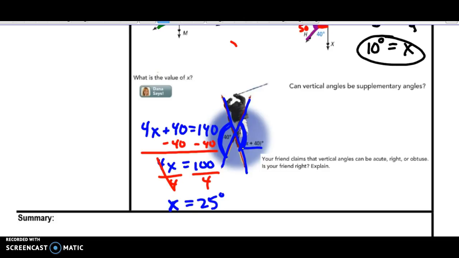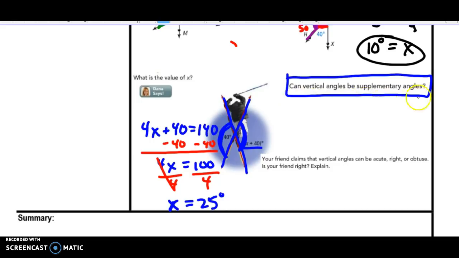All right, for our final question I leave you with to talk about in your table groups is, can vertical angles be supplementary angles? So can they be vertical? Can they be opposite of each other, but also be supplementary? Maybe think of an example that works, or if you can only come up with examples that won't work, maybe you could use that to support your claim.